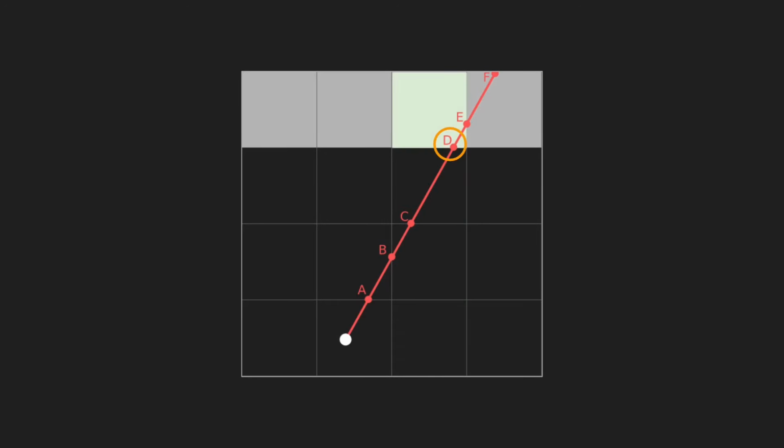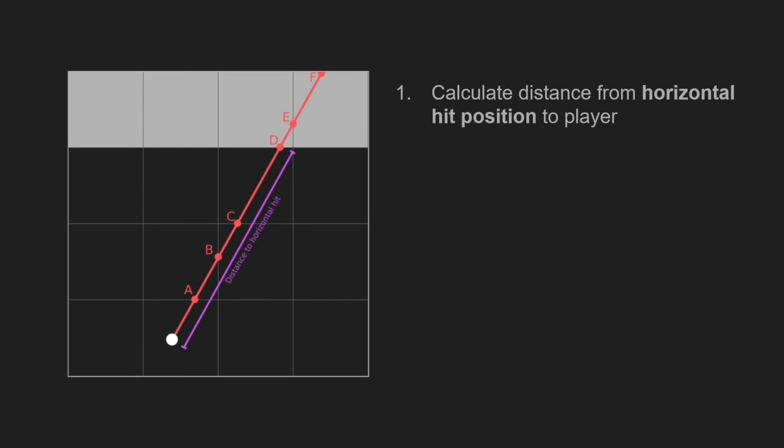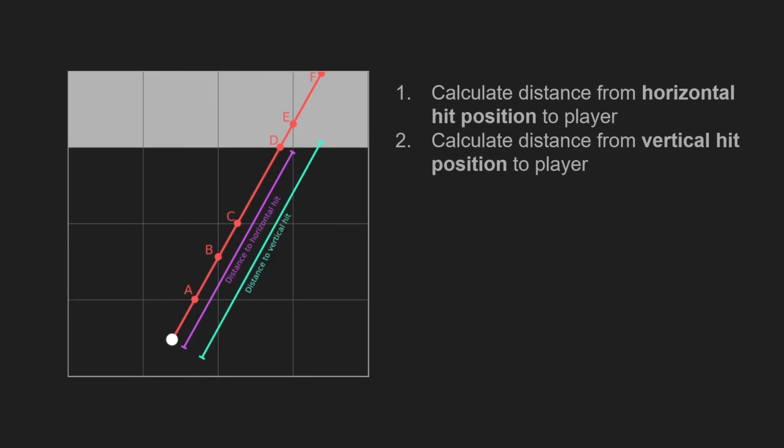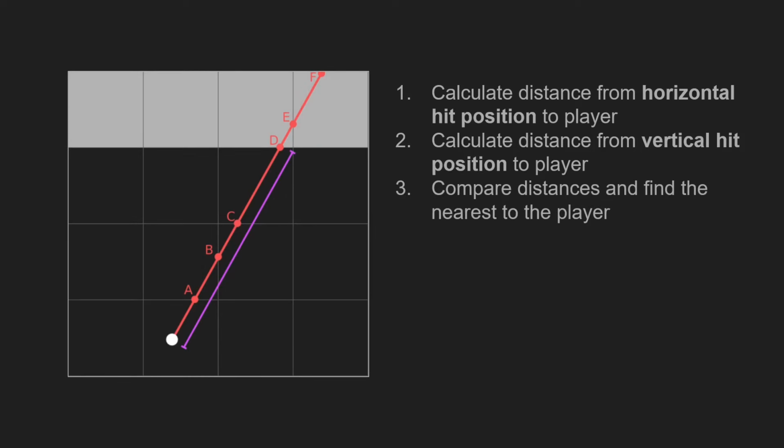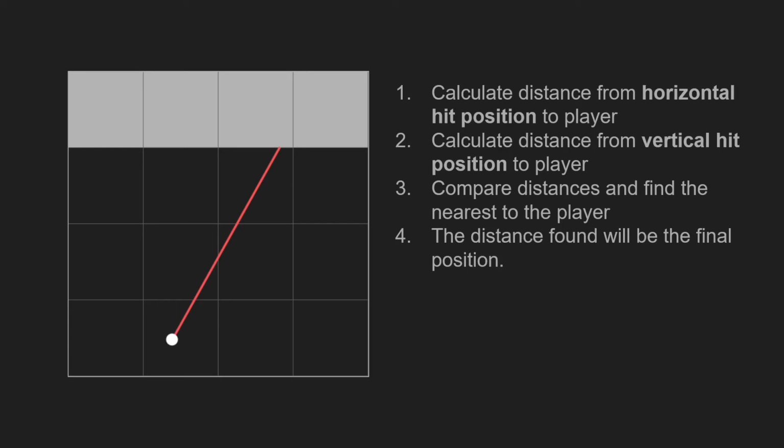You don't need to be a big genius to affirm that point D is the point where the ray should stop. But how are we going to tell this to our program? Well, simple. We just need to get to the point that is the nearest to the player. To do this, we first calculate the distance from the horizontal hit position to the player. Then we calculate the distance from the vertical hit position to the player. Then we compare the distance to find the nearest to the player. In the case of this example, the nearest distance was the distance from the horizontal hit. So this would tell us where the ray should stop.